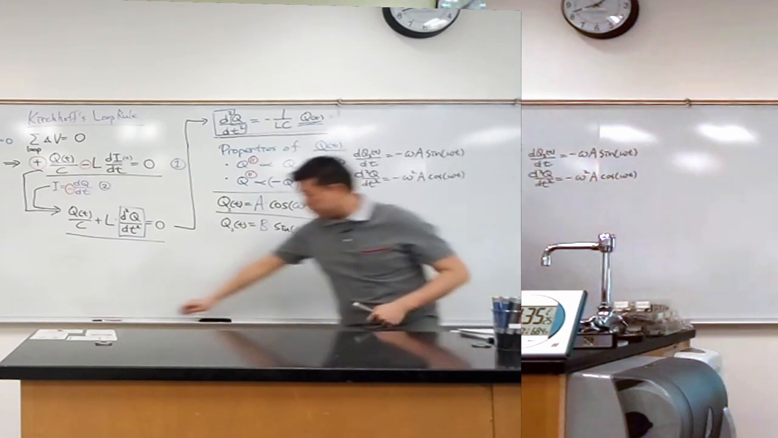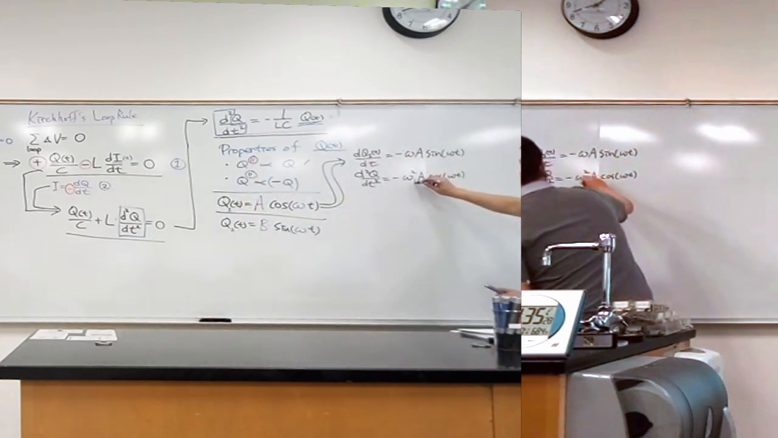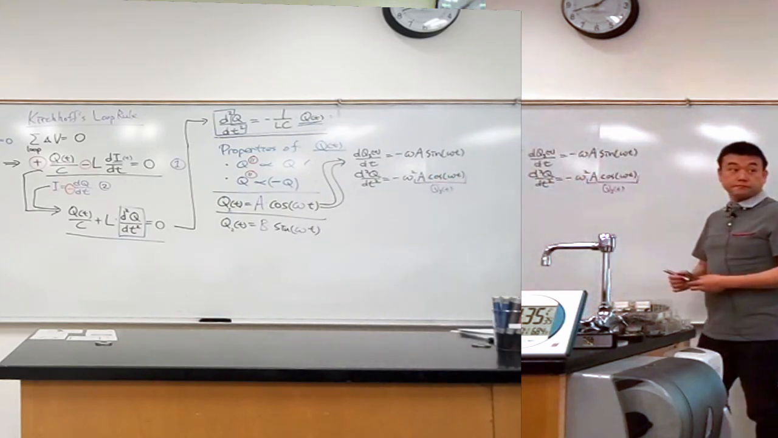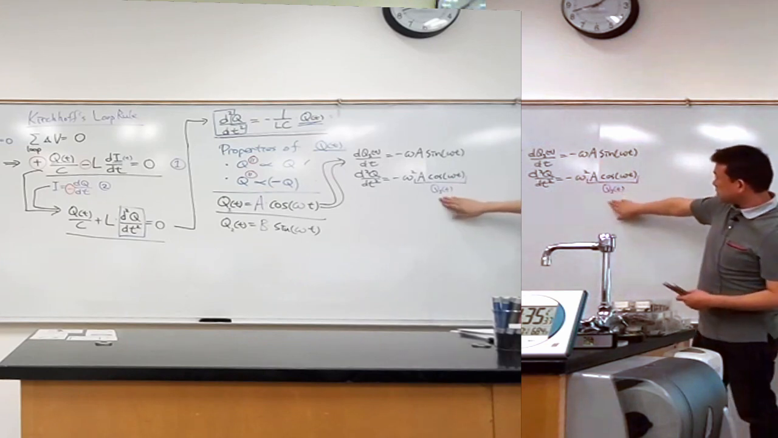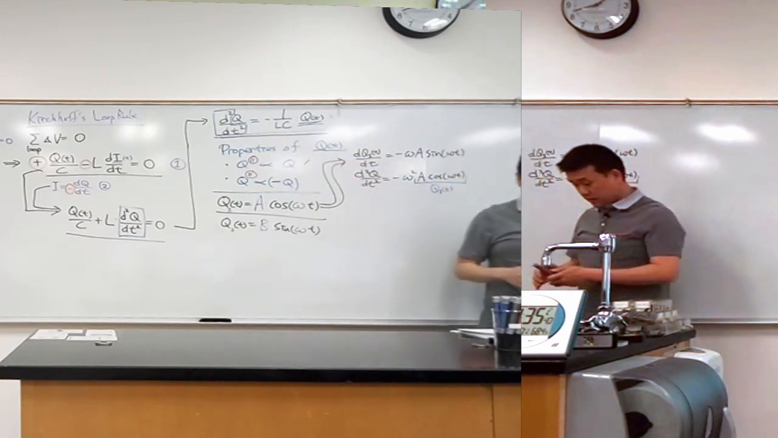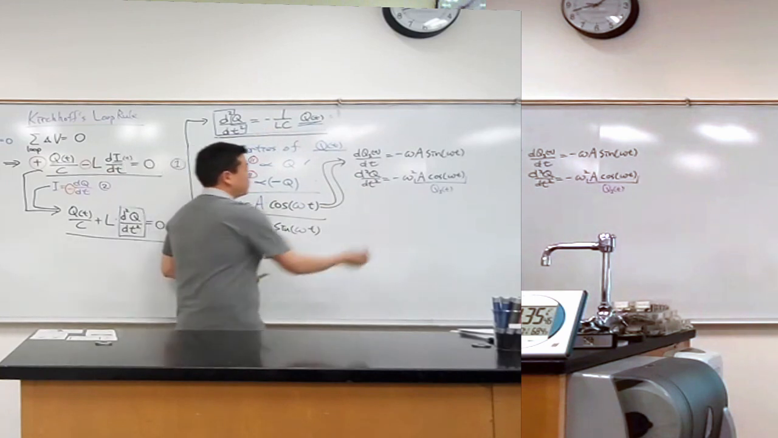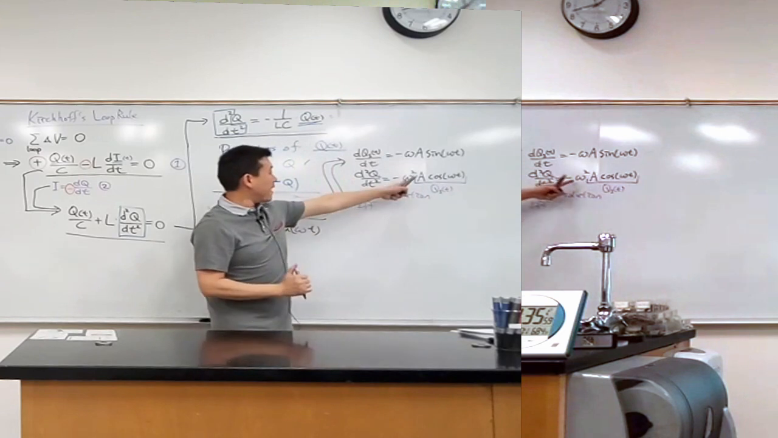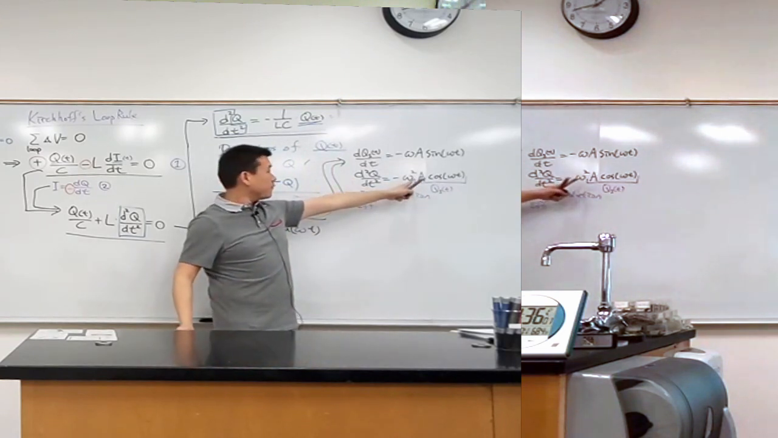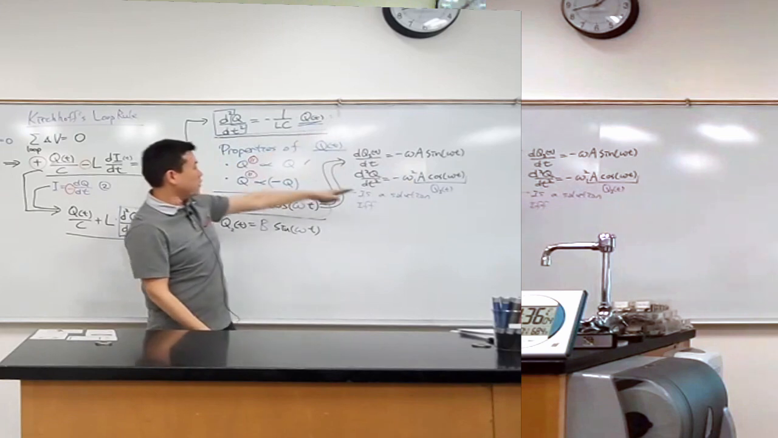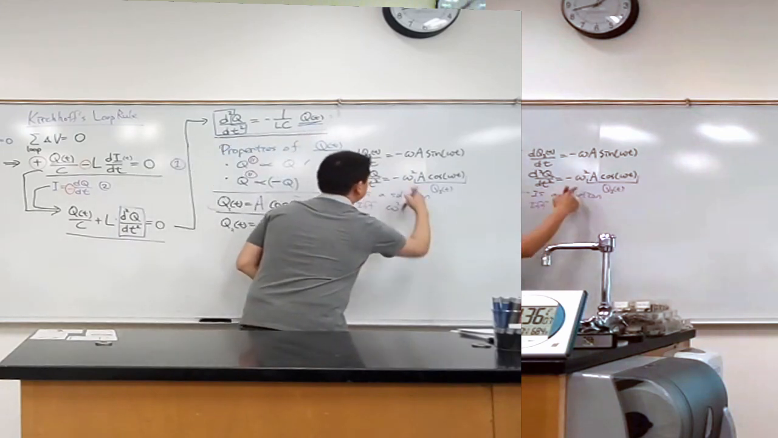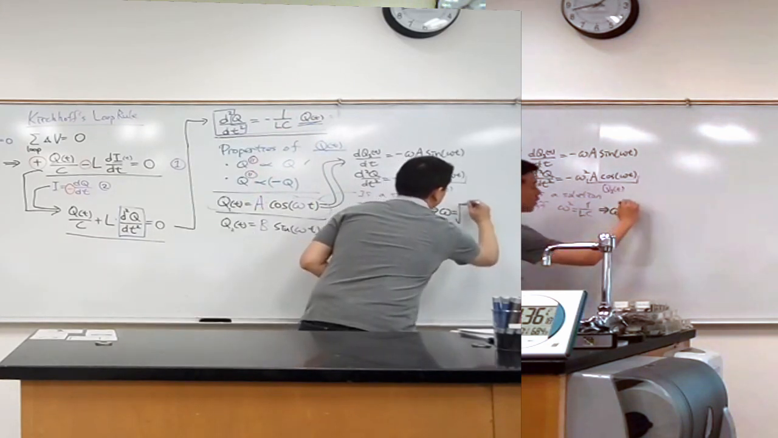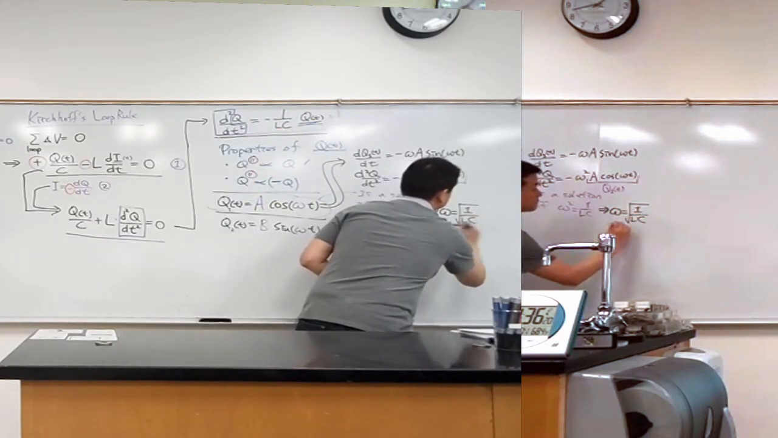And this is where things look hopeful, because this was my q1 of t. So compare this with my differential equation here. You get this answer. So this is a solution if and only if that omega has a correct value. If and only if omega squared is equal to 1 over LC, or omega is equal to the square root of 1 over LC.